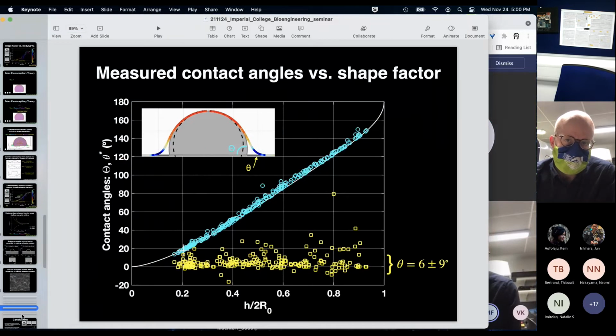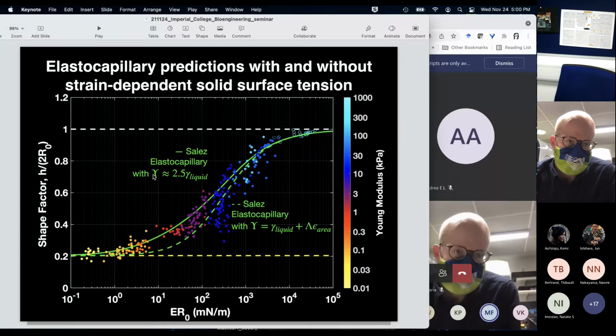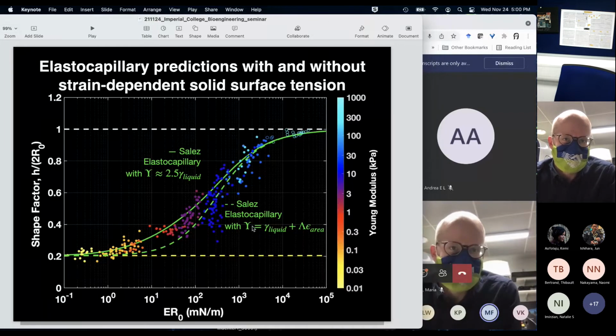And so basically we have two options. Either you can just say, mysteriously, the surface tension is 2.5 times bigger, and you plug that in, and that's actually what I did in the earlier parts of the talk to make it match the capillary limit. Or, and this is very much a matter of discussion in the community, whether or not a solid gel surface tension should change with deformation. This is the so-called Shuttleworth effect, if you're familiar with that.